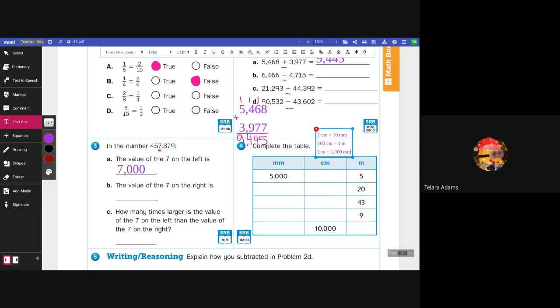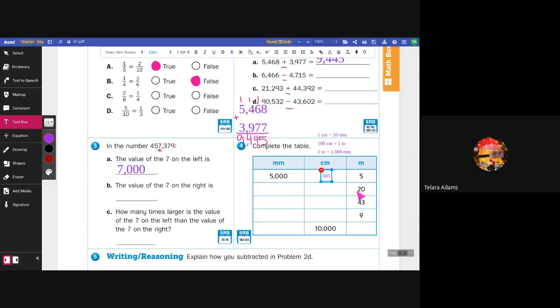5 times 100, because 1 meter equals 100 centimeters. But I have 5 meters. So I need 100 5 times. And using our powers of 10, if we're multiplying by 100, how many zeros will we add? Yes, 2. So 500 centimeters completes the table, because 5 times 100 equals 500.